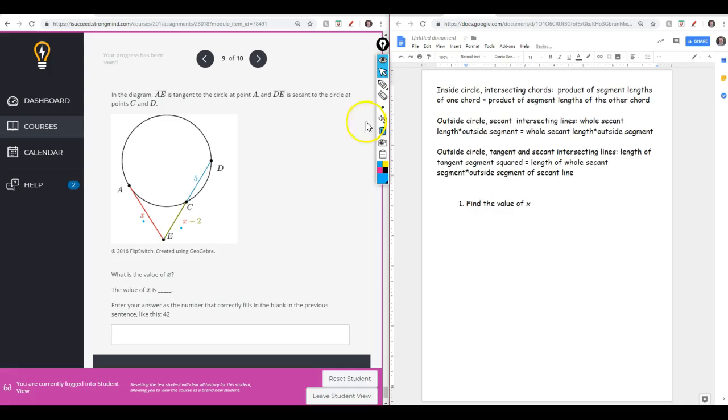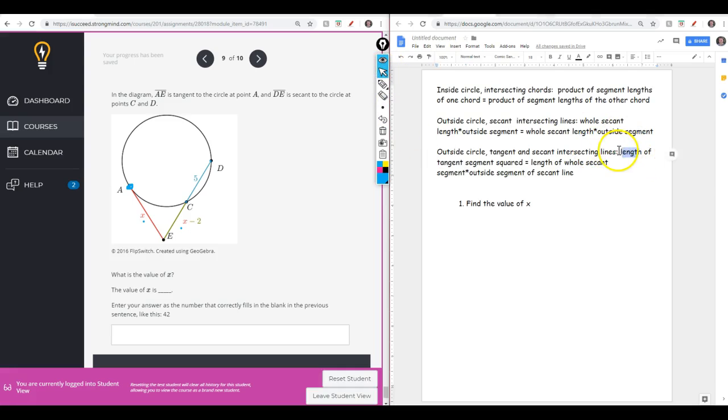The first thing I'm noticing is that segment AE is a tangent segment because it only intersects the circle at point A. And segment DE is a secant, which is also given, and it intersects the circle at D and C. So I'm looking for a tangent and a secant intersecting outside the circle.